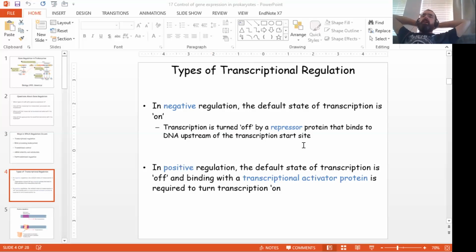So anyway, essentially we've got different ways of thinking about gene regulation, right? We can consider whether that gene is on or off.